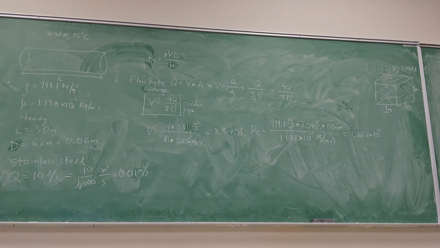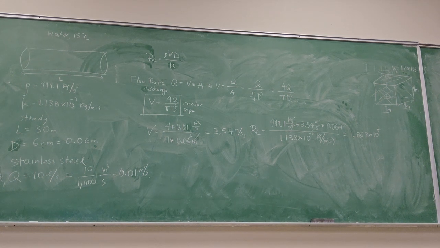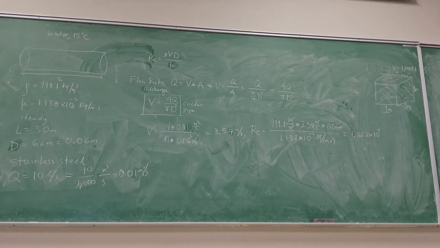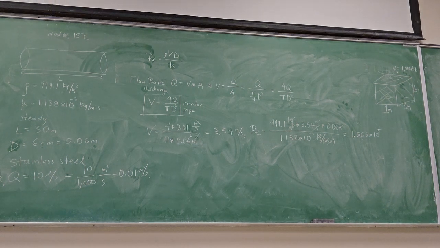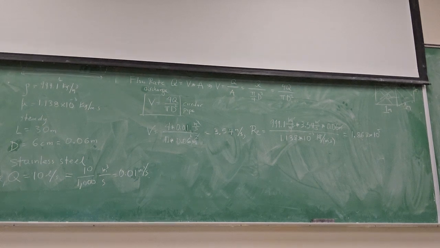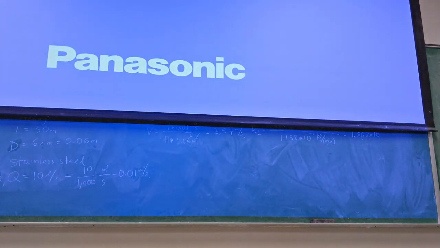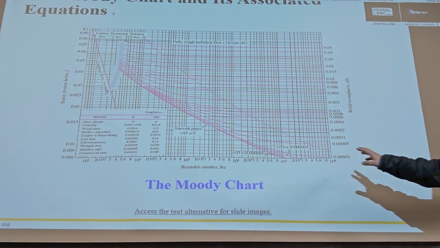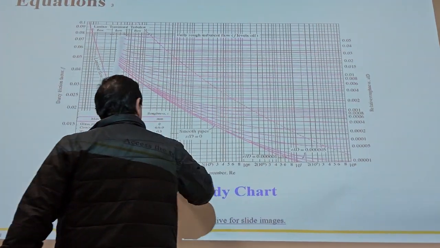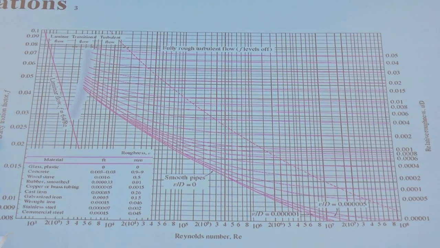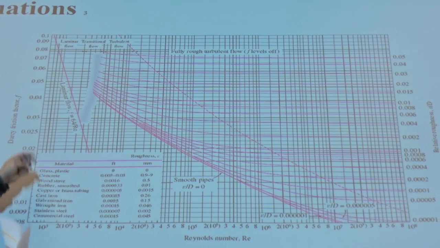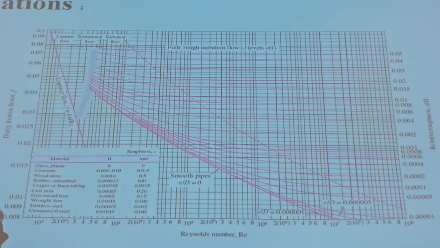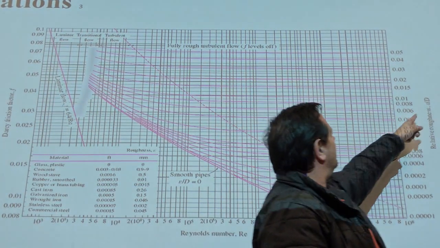Now, for a stainless steel pipe, I have to go back to look now at the Moody diagram, and I will pull it up here, because that's the main reason that I'm doing this problem, is to go over a little bit the Moody diagram. So remember, the Moody chart has three axes, Reynolds number X and two vertical. Left hand side, friction factor F. Right hand side, relative roughness.